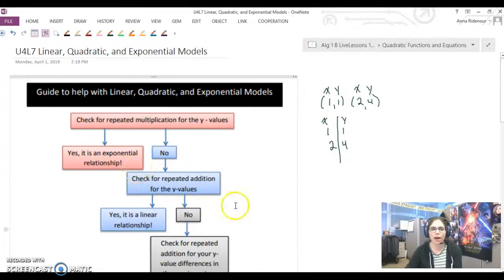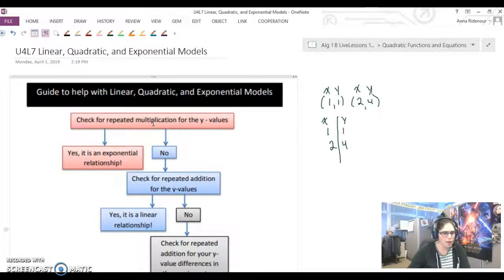So I do have this resource right here, which, if I remember, I will also put in the notes of this video. And this flowchart will help you to have a method for determining if a specific pattern matches the different types of models. So if something is linear, quadratic, or exponential.